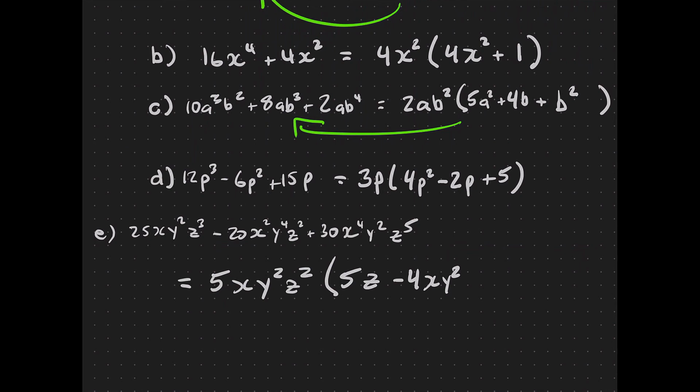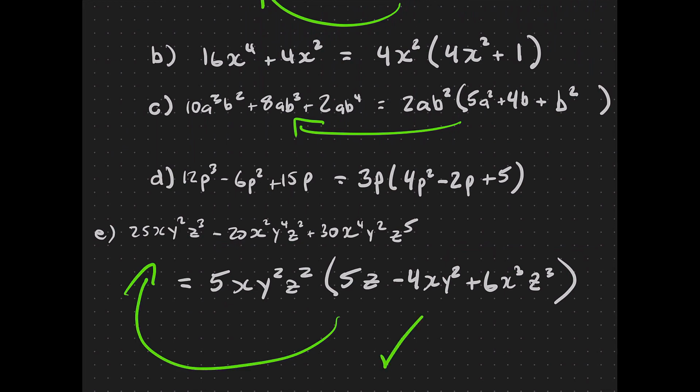Move on to the third term. 30 divided by 5 is a positive 6. X to the 4 divided by x is x cubed. Y squared divided by y squared is gone. And z to the power of 5 divided by z squared is going to be z cubed. Close the bracket. Expand it out and check if we're correct.